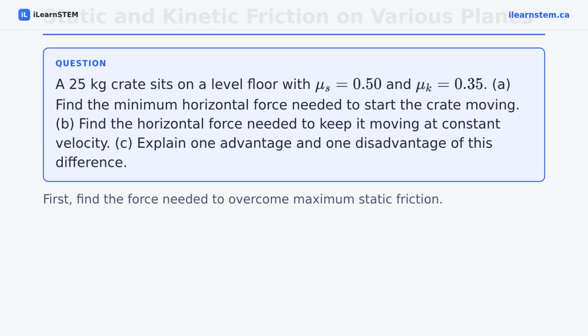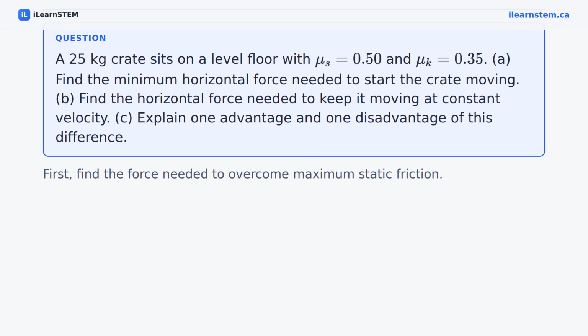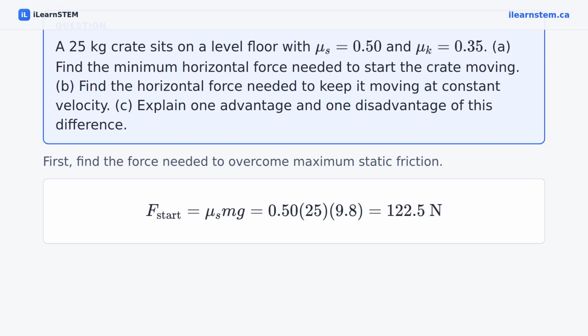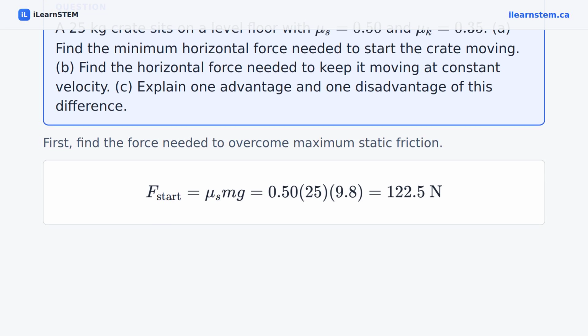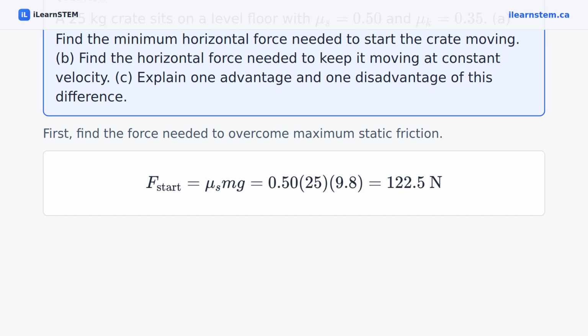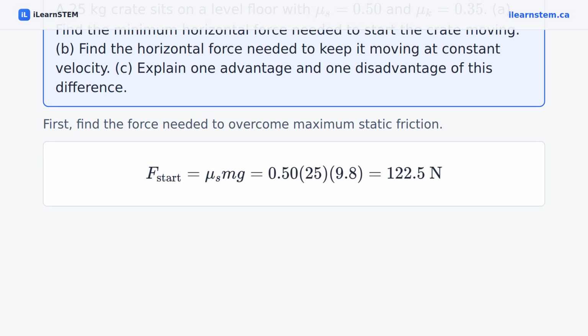First, we find the force needed to overcome maximum static friction. F start equals mu sub s times mg equals 0.50 times 25 times 9.8 equals 122.5 newtons.